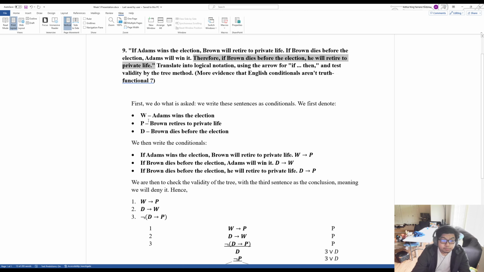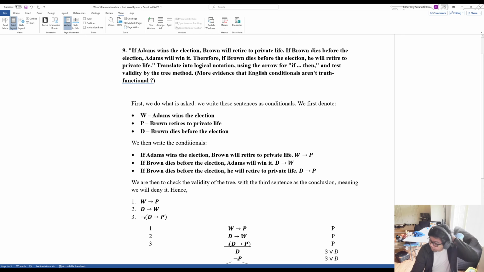So, if D, P, which is here. Since we are checking for the validity of the argument, if we are going to make a truth tree of the whole argument, we will have to do a truth tree of the premises and then the denial of its conclusion. So of course these sentences are our premises, if W, P and if D, W, and this is the conclusion, if D, P.